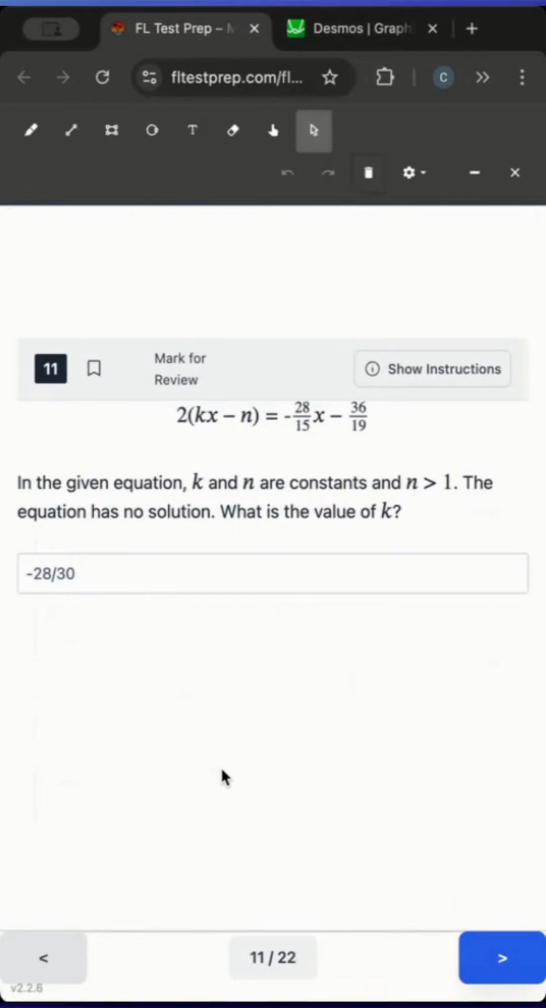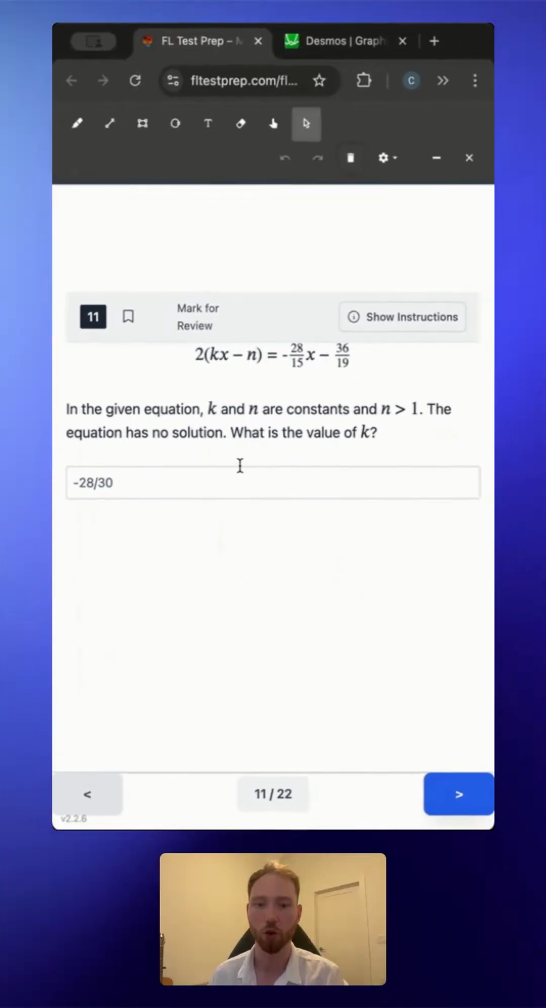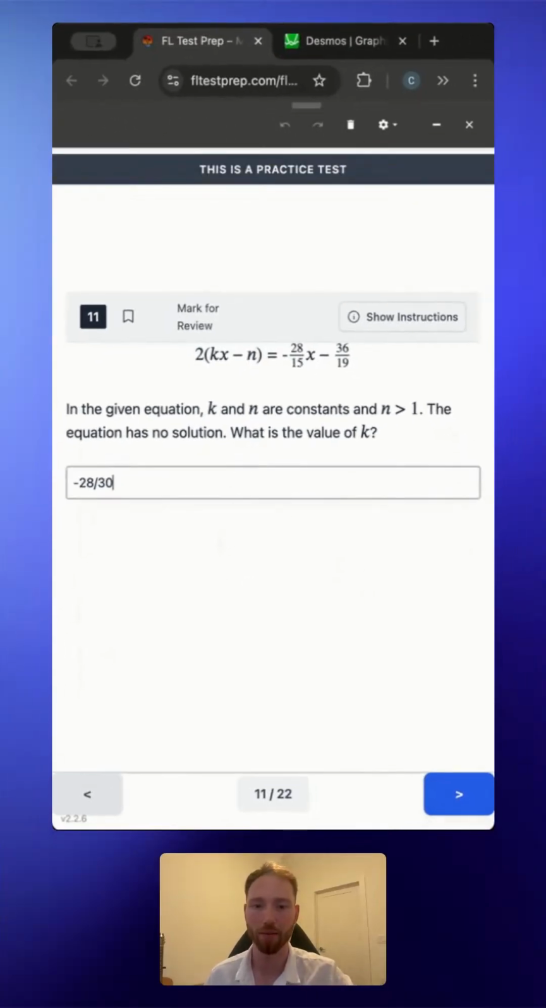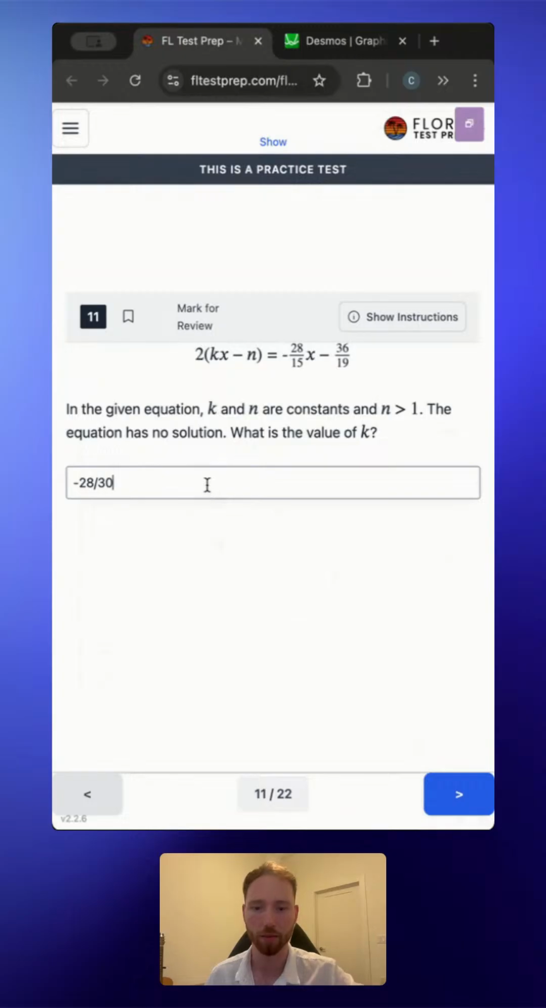Can you solve this tough SAT problem? In the given equation, k and n are constants and n is greater than 1. The equation has no solution, so what is the value of k in this case?